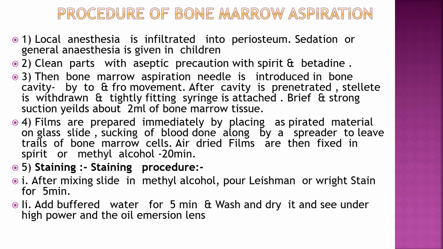Then the bone marrow aspiration needle is introduced into the bony cavity by to and fro movement. After the cavity is penetrated, the stylet is withdrawn and a tightly fitting syringe is attached. Then with brief and strong suction, you can take 2 ml of bone marrow tissue.